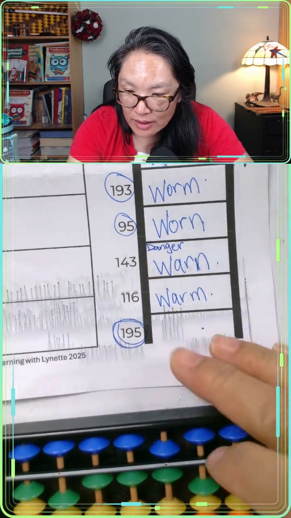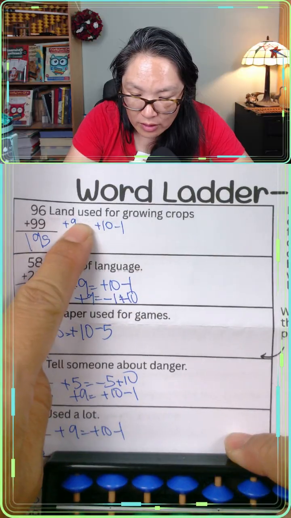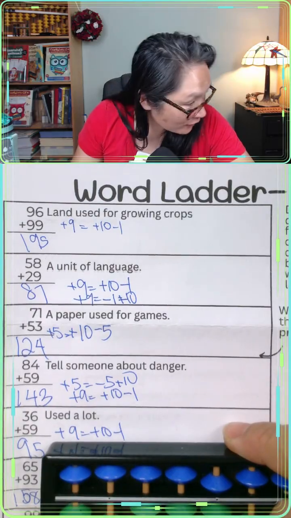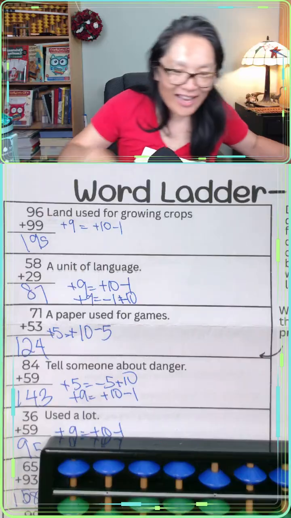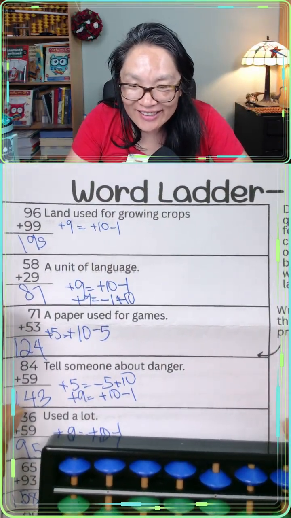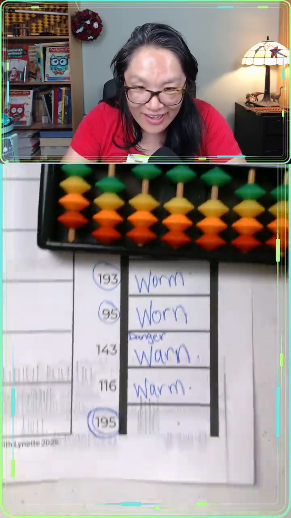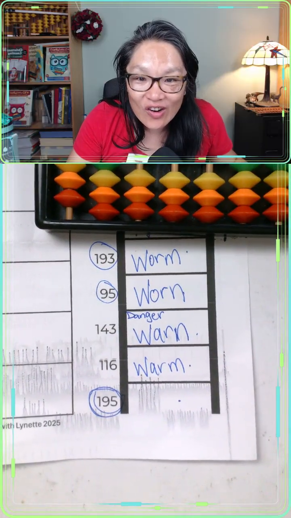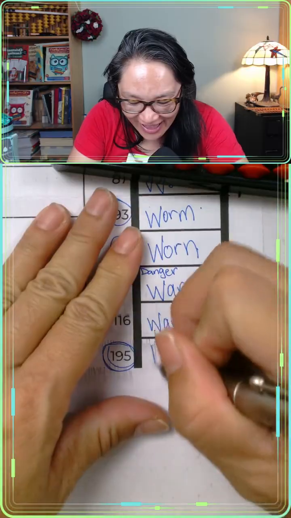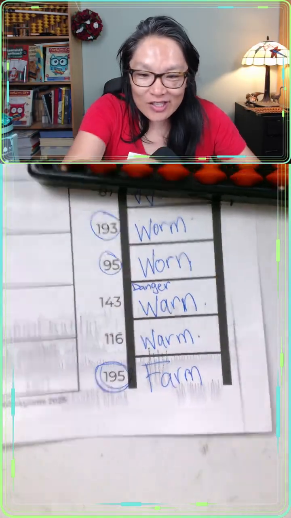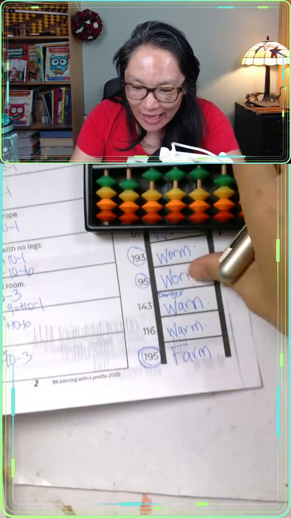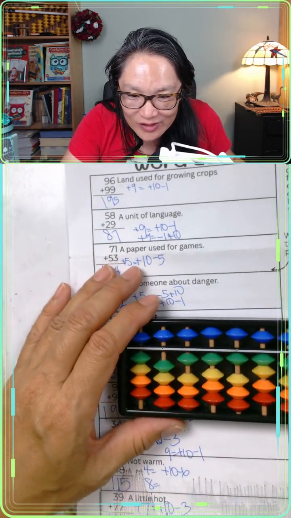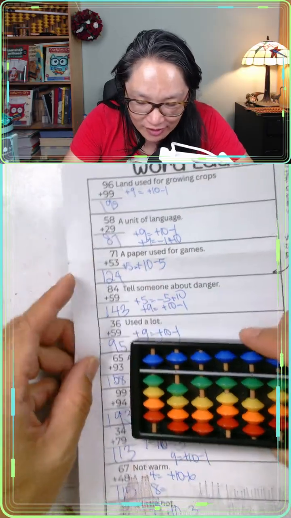What's our last one? Used for growing crops. I have to find my answer. Tongue twister? Chemicals? No. Oh, hold on, Justin. Farm! Yes. So I added this word ladder to my adult book. Thank you, Rose. Thank you, Justin. Not a yard.